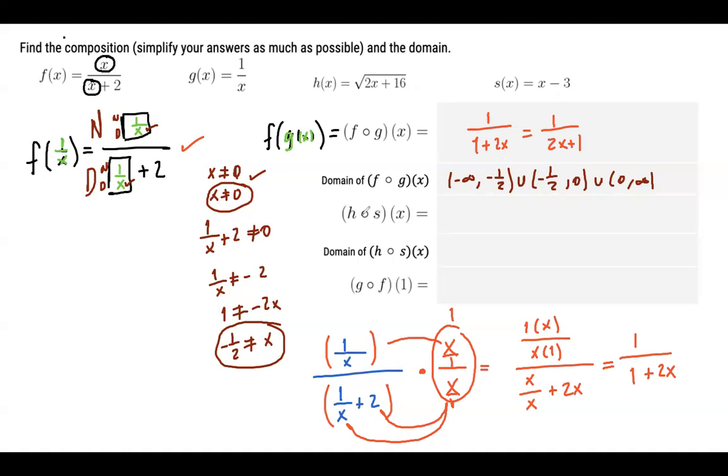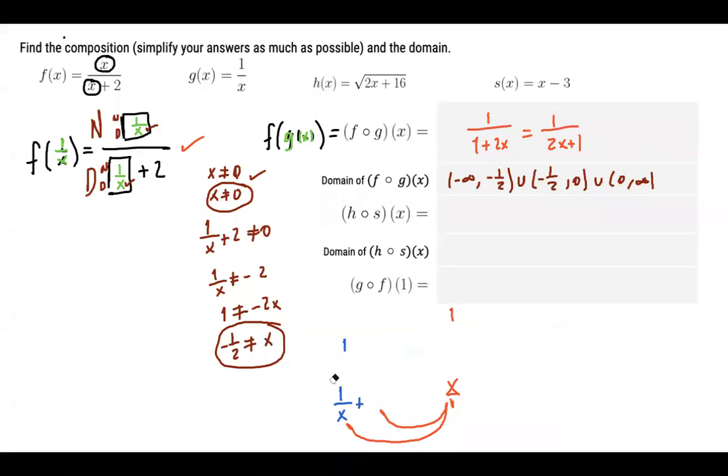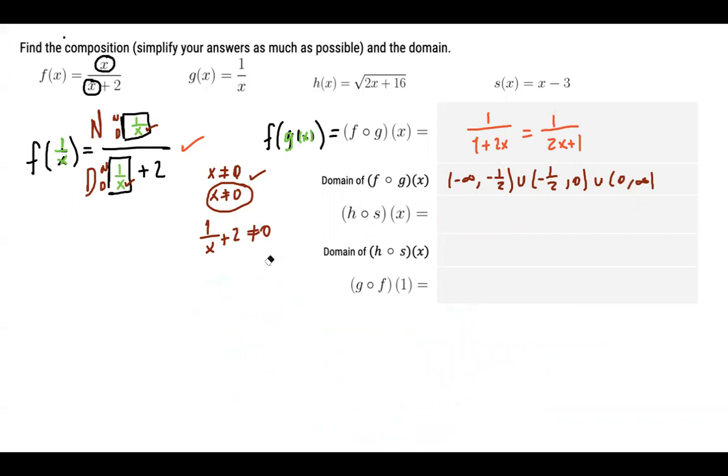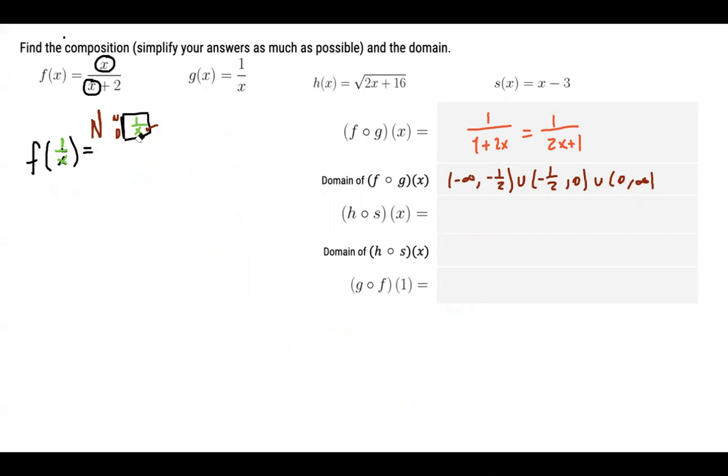Now, we're doing another composition. We're doing h composed with s, meaning that we're doing the function h taking s as an input. Let's go ahead and do that. So h is taking function s as the input. Let's have a look at those.